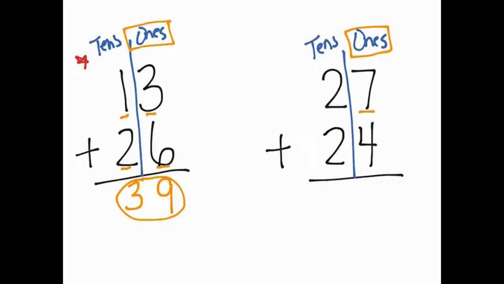So 7 plus 4. Now 7 plus 4 equals 11, which means it's greater than 10. I need to carry my 1 over. So 7 plus 4 is 11. I put my 1 here, and my other 1 comes up here into the tens column. So now I add. 1 plus 2 is 3, plus 2 more is 5. So 27 plus 24 is 51.